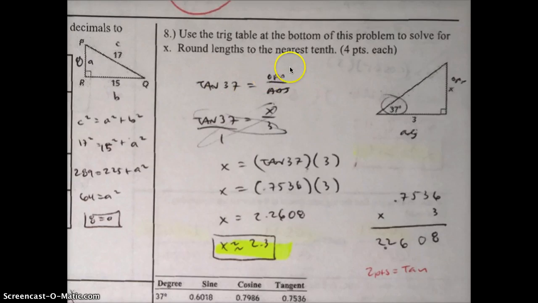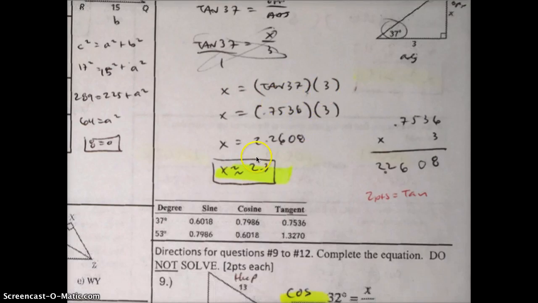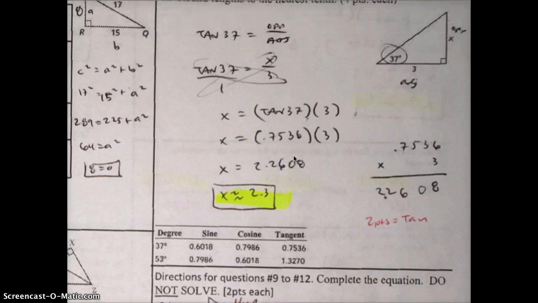Tangent of 37 degrees equals opposite over the adjacent. So the opposite is x, the adjacent is 3. There you do cross multiply. You get x equals tangent of 37 times 3. Then you just look on your table, 37 degrees for tangent. That's 0.7536. There's my substitution. Multiply those two numbers. There's my work. And you'll get x is approximately 2.2608 or 2.3.